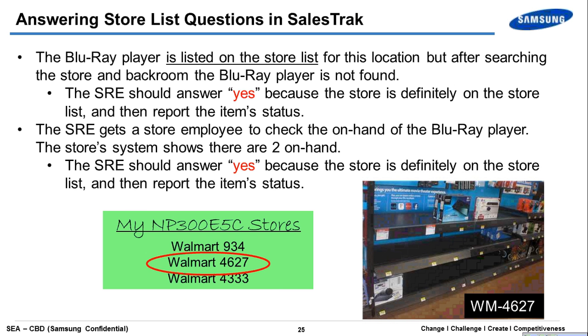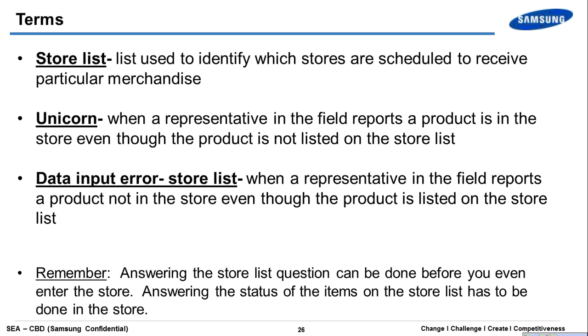Now the opposite is also true. So the Blu-ray player is listed on the store list for this location, but after we search the back room and the sales floor, we can't find the Blu-ray player. So you would still need to answer yes, because it's definitely listed there on the store list, and then report the item status, meaning out of stock or on the store shelf, functional, and it would prompt you with an appropriate response there.